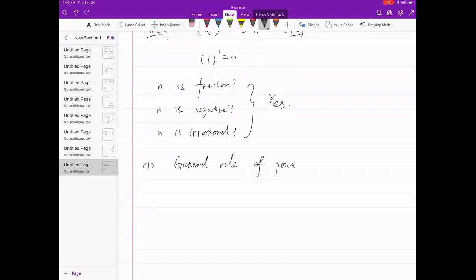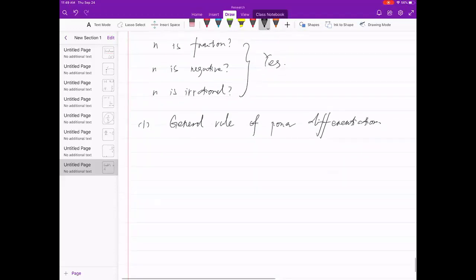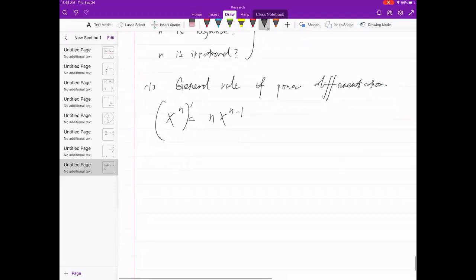Power differentiation. That is x to the n prime equals n x to the n minus 1. But this time, it works for any number. Feel free to use it. We only prove the integer case, of course, but it's working.